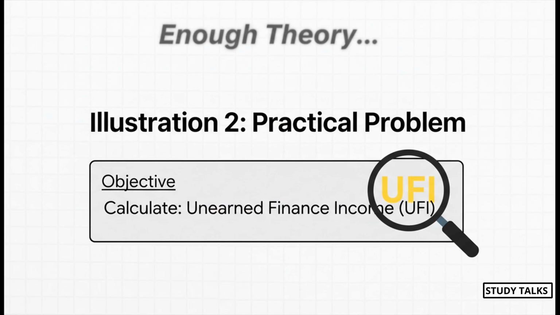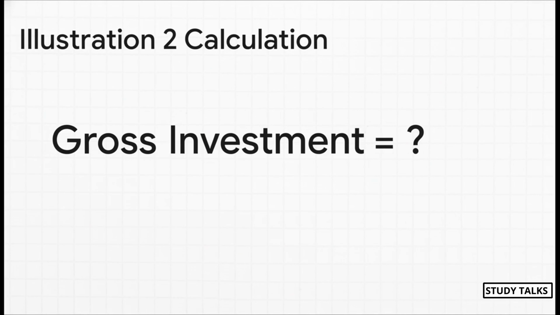Okay, enough theory. Let's make this real. We're going to jump into an illustration just like you'd see in your exam and calculate the unearned finance income from scratch. Step 1, every single time, is to find the gross investment. So we've got lease rentals of 8 lakhs a year for 5 years, that's 40 lakhs. Then we add the guaranteed residual value of 1.6 lakhs. The total expected value at the end is 3 lakhs, so the unguaranteed part is 3 minus 1.6, which is 1.4 lakhs. Add it all together, 40 plus 1.6 plus 1.4 gives us a gross investment of 43 lakh rupees.